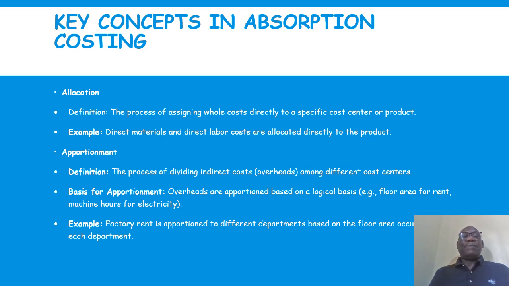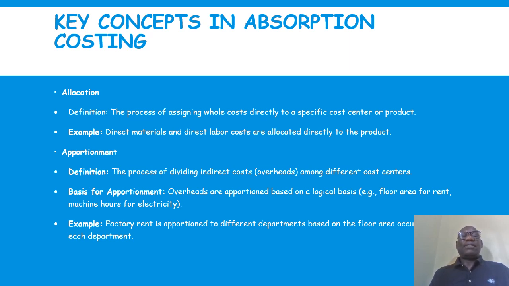So in simple terms, when we look at the concept allocation with particular reference to absorption costing, we need to appreciate that our focus is to look at all direct costs. And in this regard, we're looking at direct materials, direct labor, and all direct expenses. We move on to the second concept, which is apportionment. What is apportionment? With particular reference to absorption costing.